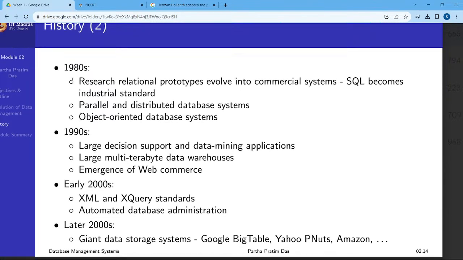In the 1980s, research relational prototypes evolved into commercial systems. SQL becomes the industrial standard. So now we are getting serious. Parallel and distributed database systems, object oriented database systems. Just like object oriented programming, we have object oriented database systems.